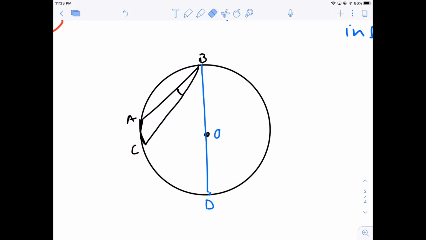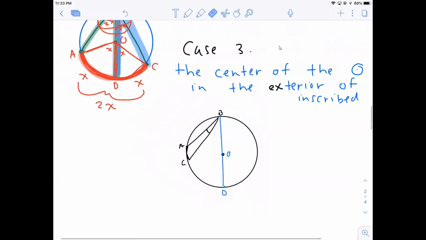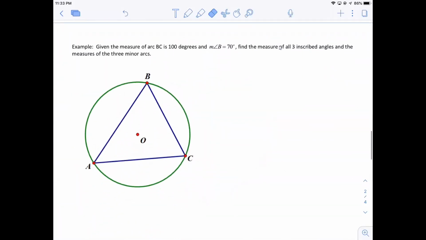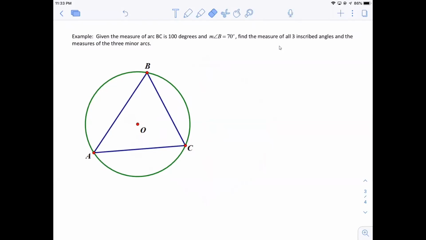All right, case 3. I'm sorry, I actually don't know where it is, so I'm just gonna leave it like that. But let's do some examples now with our inscribed angle theorem.